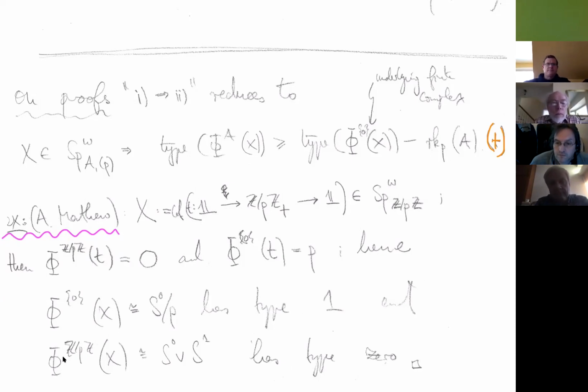But the geometric fixed points make this map 0, and the cofiber is S^0 wedge S^1, which has type 1. So this is an example of where the type drops by 1 under taking geometric fixed points. And I should say that already for this very simple group, Z/pZ, I do not know the explicit example of a type 2 complex with a Z/pZ action such that the geometric fixed points have type 1.